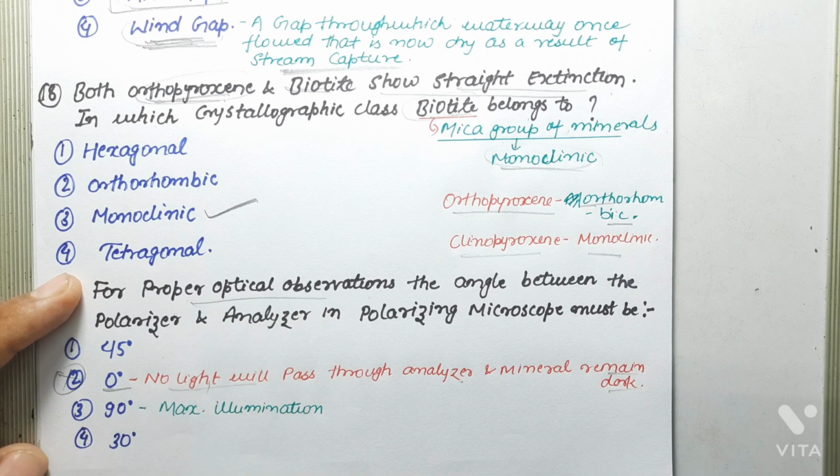Okay, in case of 90 degrees, when analyzer and polarizer are oriented at 90 degrees to each other, there is maximum illumination and you will get proper optical observation. While in case of 45 degrees and 30 degrees, you will not get maximum illumination. So these are not the conditions when proper optical observation takes place. Okay, so as far as the question is concerned, the correct answer is 90 degrees, where there is maximum illumination and proper optical observation.